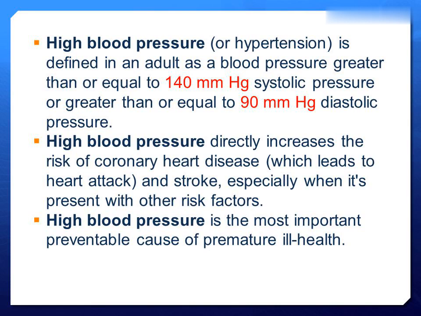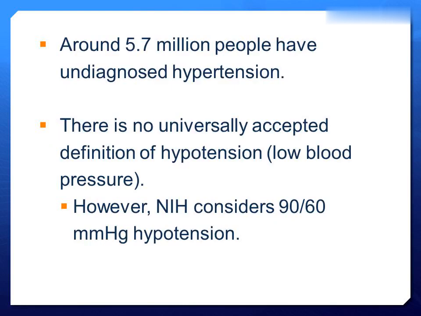High blood pressure, or hypertension, is defined in an adult as a blood pressure greater than or equal to 140 mmHg systolic pressure or greater than or equal to 90 mmHg diastolic pressure. High blood pressure directly increases the risk of coronary heart disease, which leads to heart attack and stroke, especially when it's present with other risk factors. High blood pressure is the most important preventable cause of premature ill health. Around 5.7 million people have undiagnosed hypertension.